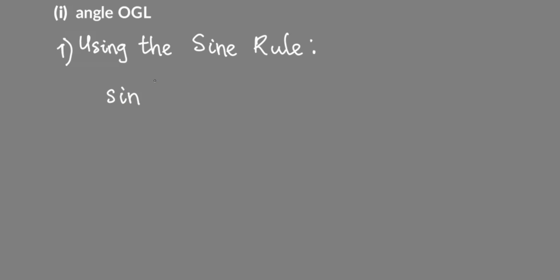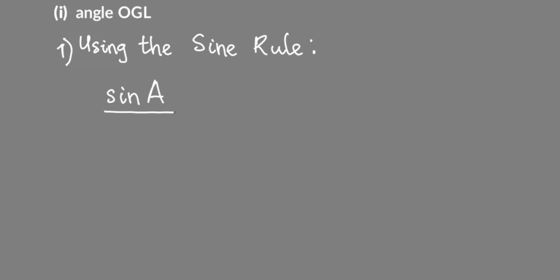So we can start from using the sine rule. Like we said, our first step will be using the sine rule. We can use the sine rule to find the angle at O. The sine rule is written like this.